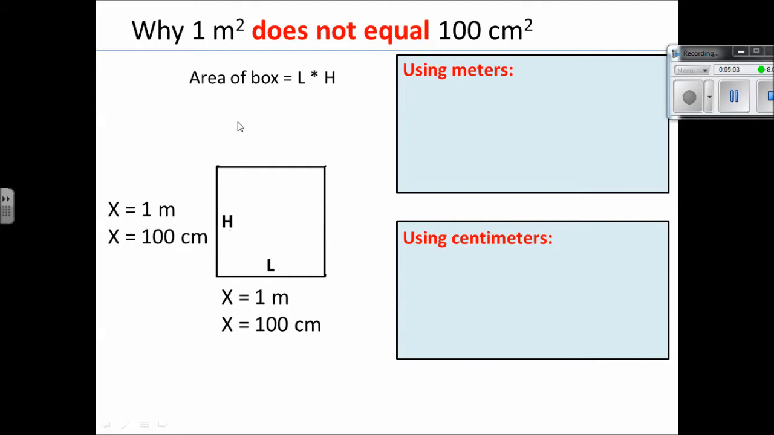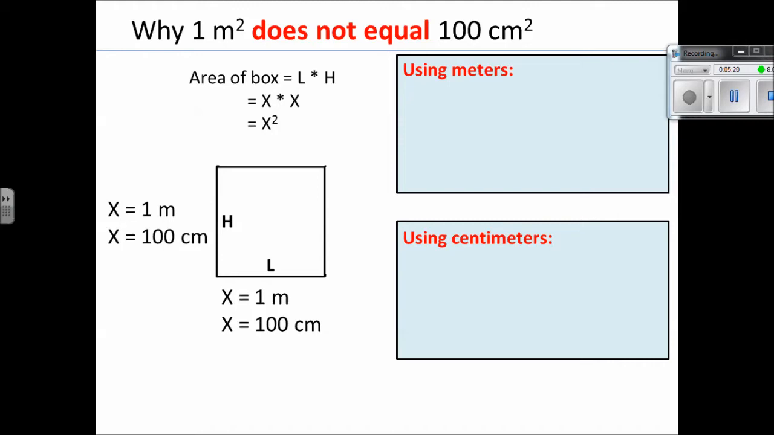But what happens now is when we're solving for the area of the box, that length and height are going to multiply. Therefore, there's still x. This is still length x, still length x. So therefore, the area of the box is x times x, or x squared.